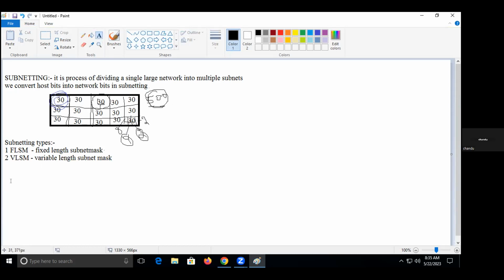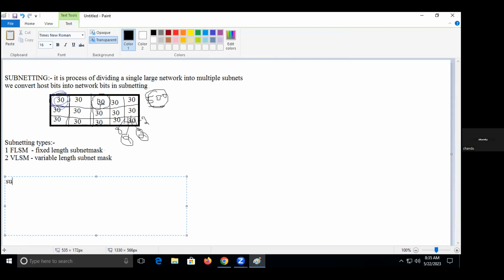And subnetting is done based on two things. One is based on the requirements of host, and the second one is based on the requirements of network.